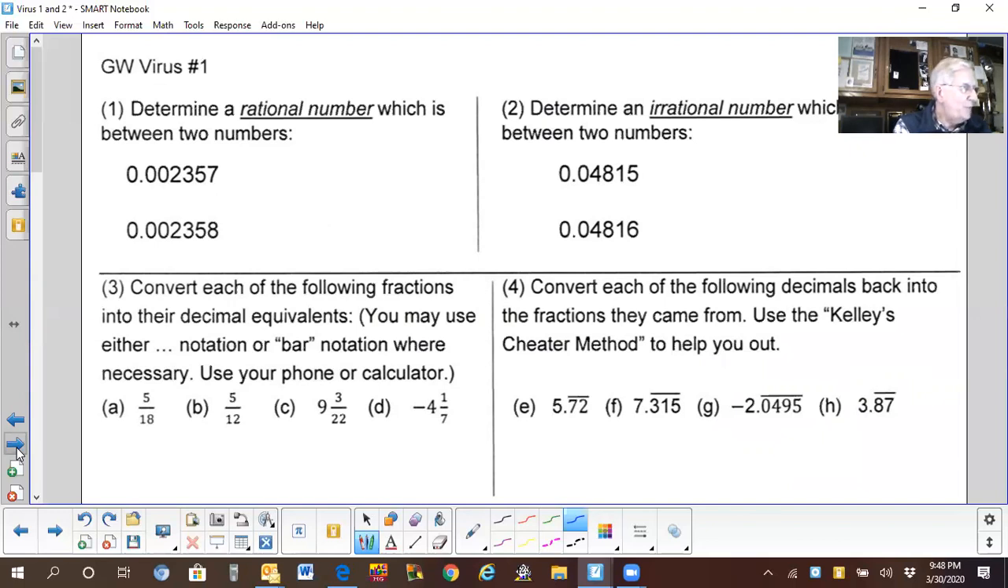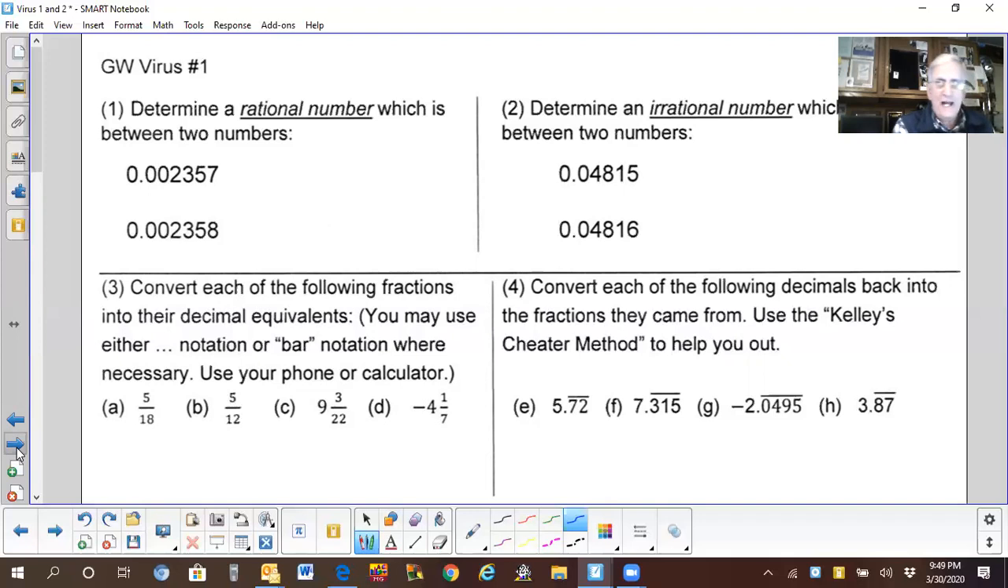Now you'll notice 0.002357 and 0.002358, they are rational numbers. I would like you to find a rational number that's between them. The simplest thing to do to find a rational number between them would be to add them together, as you recall, and divide them by 2. The answer you obtain will be rational and it will be between them.